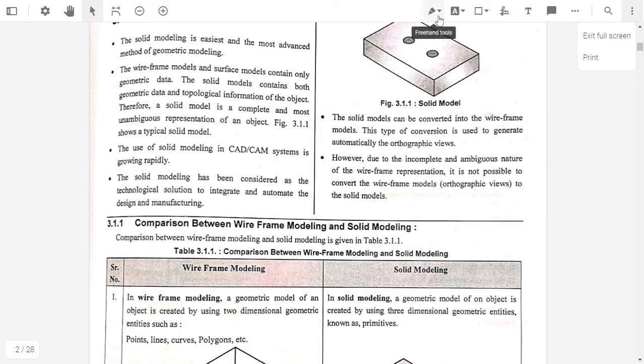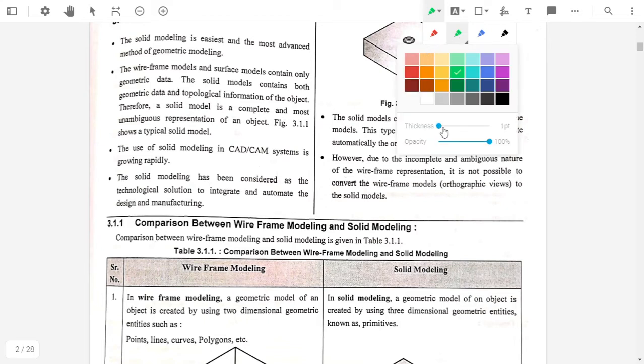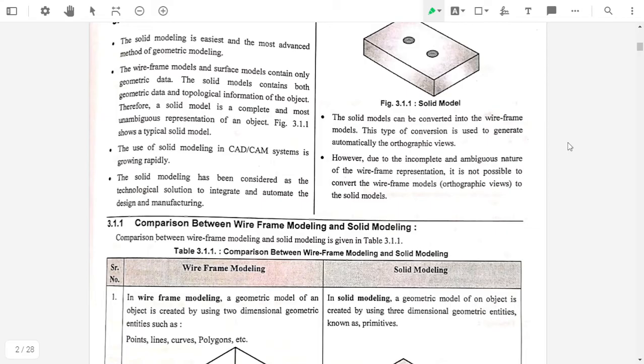As we discussed wireframe modeling and surface modeling, there are some disadvantages in representing an object by wireframe modeling or by using surface modeling. If we want to represent complicated parts, then it is not feasible to represent that object using wireframe modeling and surface modeling. So to avoid this, or to make the visualization of the object clear, solid modeling is used.